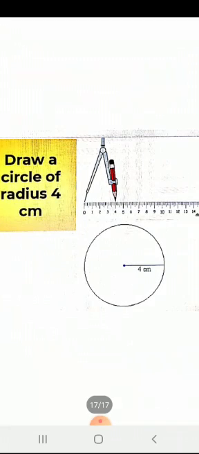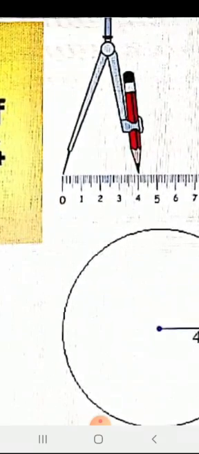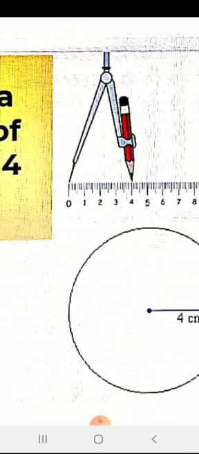Now see, how do you draw a circle? First take the scale. Now they will ask for some length to draw a circle. If it is asked to draw a circle of radius 4 centimeters, that means radius 4 centimeters. We insert a pencil inside the compass. Now take a scale. The needle should be placed on 0 and the pencil should be placed on the number. At whatever radius they have asked, we have to place the pencil.